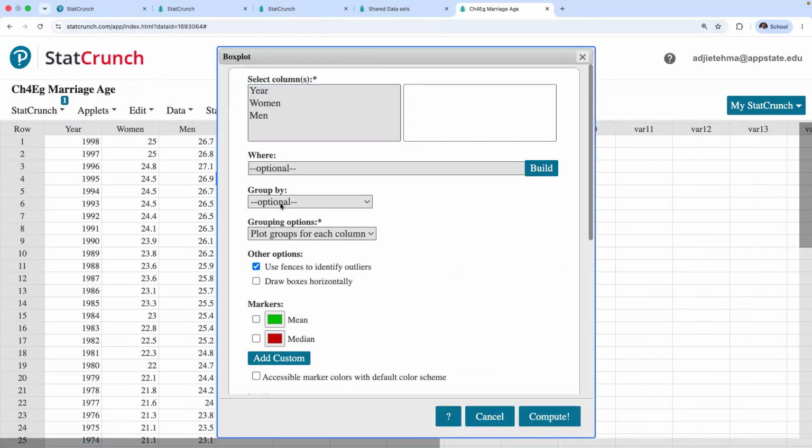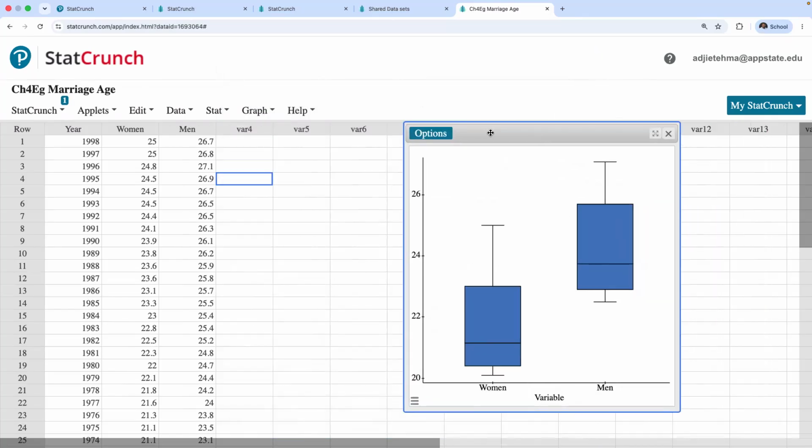We are interested in box plots for men and women. If it's only women, we just select women. If it's only men, we select men. But here we are looking at both of them, so I hit Command and I select both men and women. Please do so on your end too. Have you all been able to do this? Okay. And then we hit Compute, and then we have this.